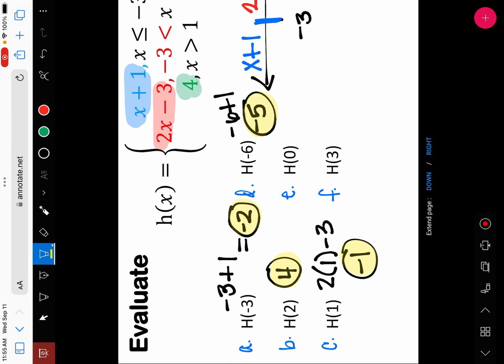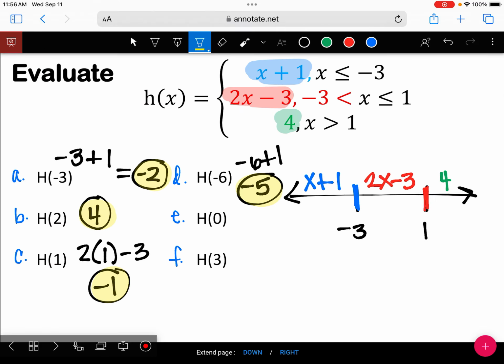Okay, so let's see. For question E, what function did you use for E? The blue, the red, or the green? Red. The red. 0 on the number line is in between -3 and 1. So that means I'm going to substitute the 0 in here. So that would be 2 times 0 minus 3, which is -3. Raise your hand if you had -3.